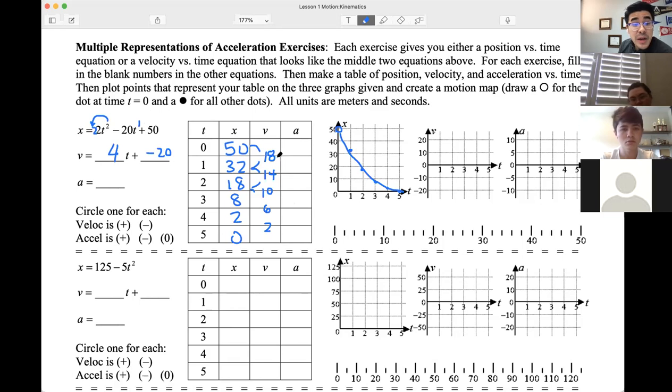But we can go ahead and calculate the acceleration, so see if you can calculate the acceleration while I plot the points. I'm going to plot it in between here. Here. Here. Here. Here. Anybody get an acceleration?